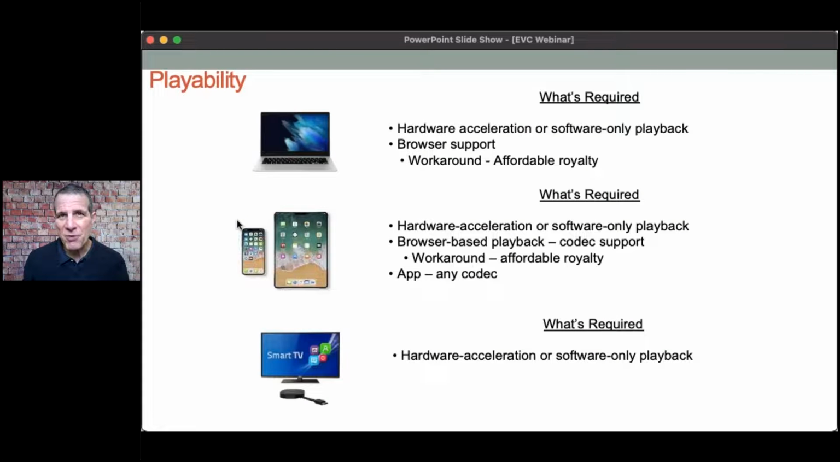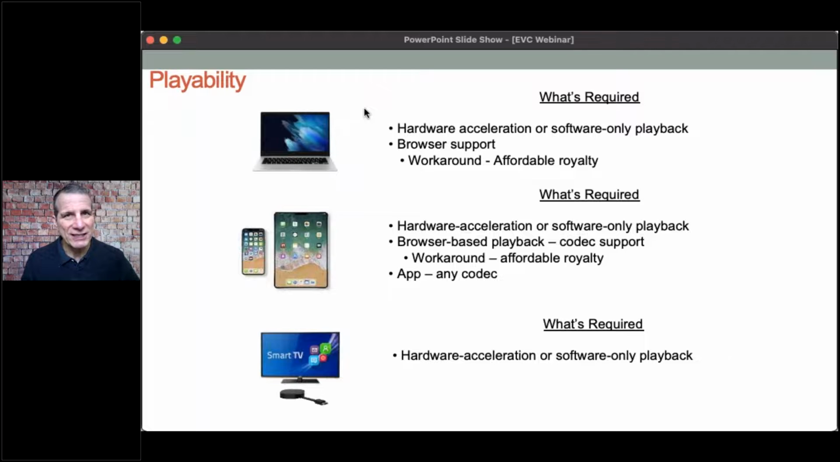So three primary markets today for playback. You've got your computers or notebooks, you've got mobile, and then you've got living room. And what's required for success in each market: for computers and notebooks, you need hardware acceleration or software only playback, and it either needs to play in the browser or you have to have a pretty effective browser workaround. Talk about that in a moment.